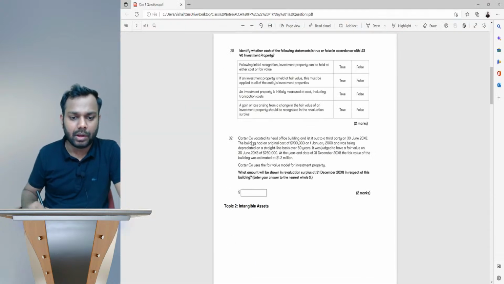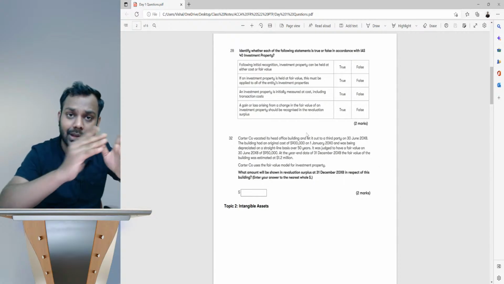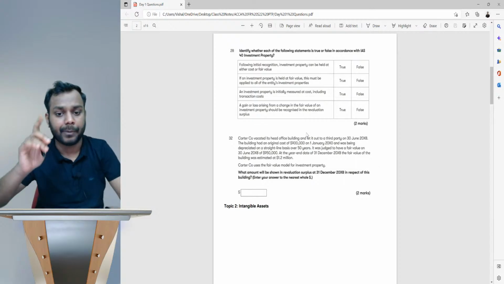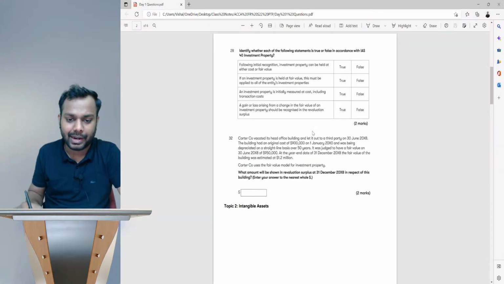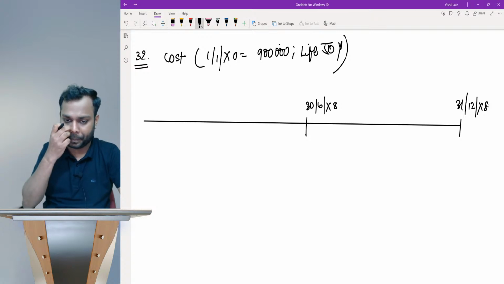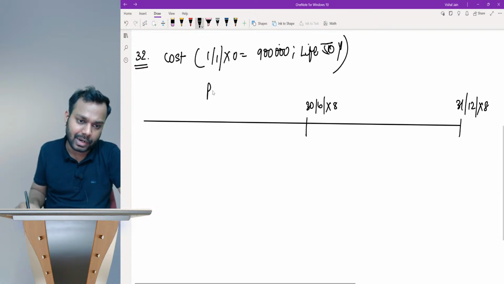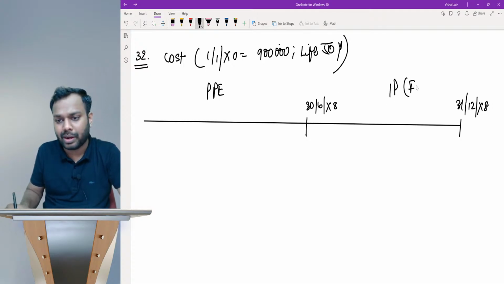Carter vacated the head office building and let it out to a third party. Vacated means self-use is getting over and rental is starting, meaning property, plant and equipment becomes investment property on 30th June 20x8. What is the year end? 31st December 20x8 is the year end. Here it was property, plant and equipment. Here it becomes investment property, and this is at fair value.